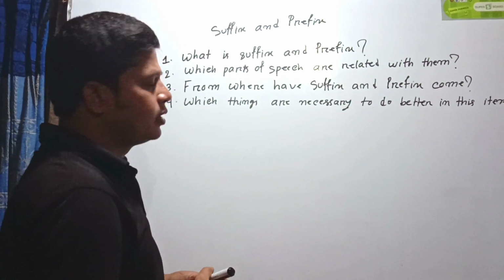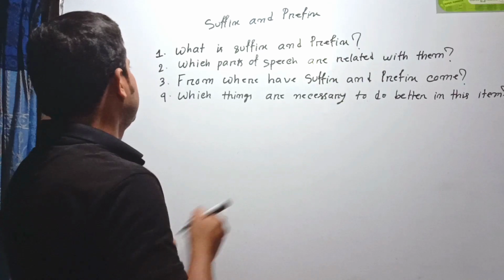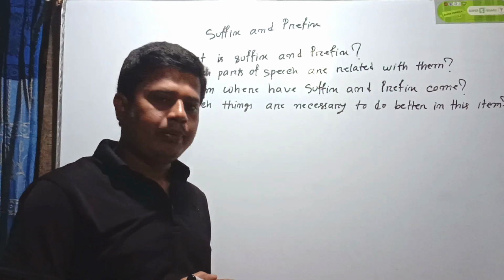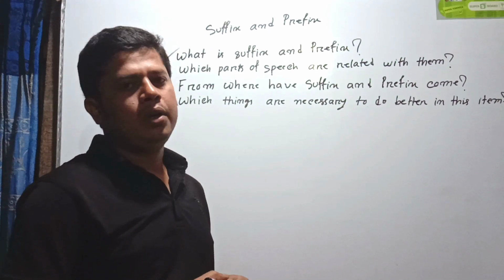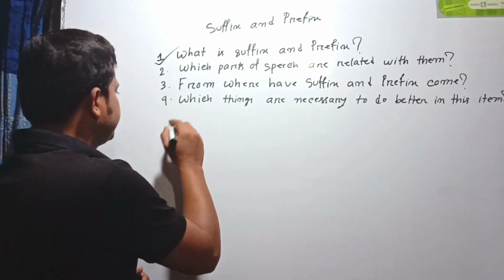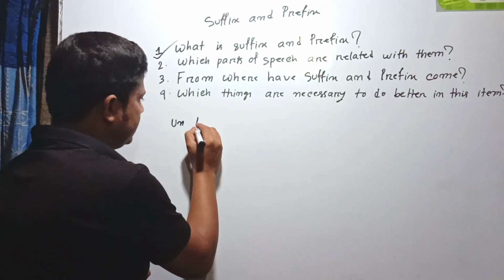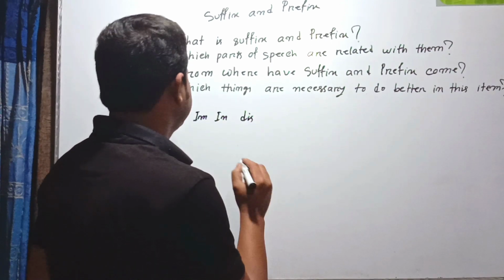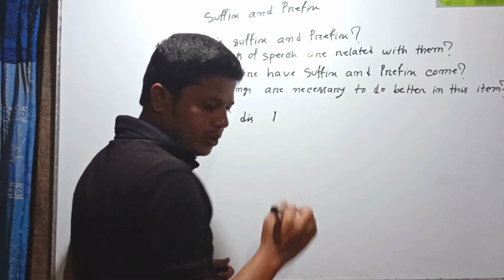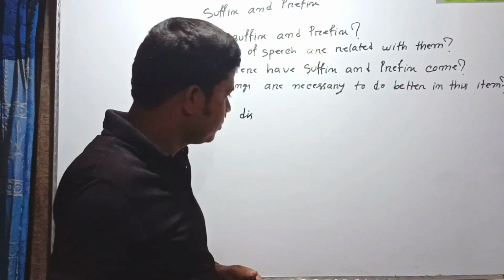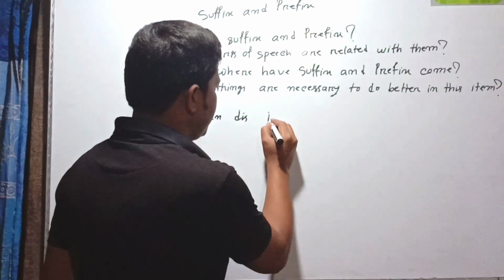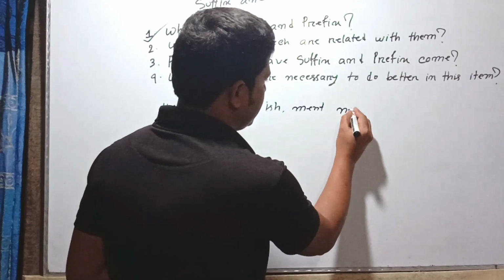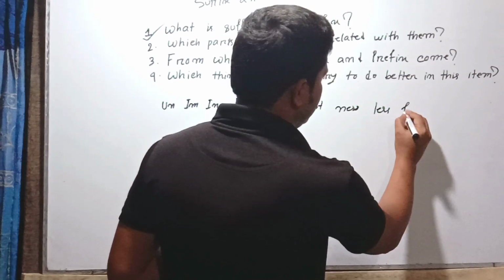Dear students, let's start with our first question. Question number 1. What is suffix and prefix? Dear students, suffix and prefix are letters or group of letters like an, im, in, dis, ish, ment, ness, less, full, etc.